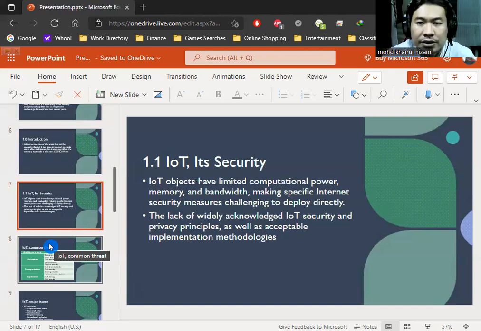First, let us take a look at IoT. Fundamentally, IoT has two basic weaknesses. The first one is that IoT objects have limited computational power, memory, and bandwidth, making specific internet security measures challenging to deploy directly. The second is the lack of widely acknowledged IoT security and privacy principles, as well as acceptable implementation methodologies.